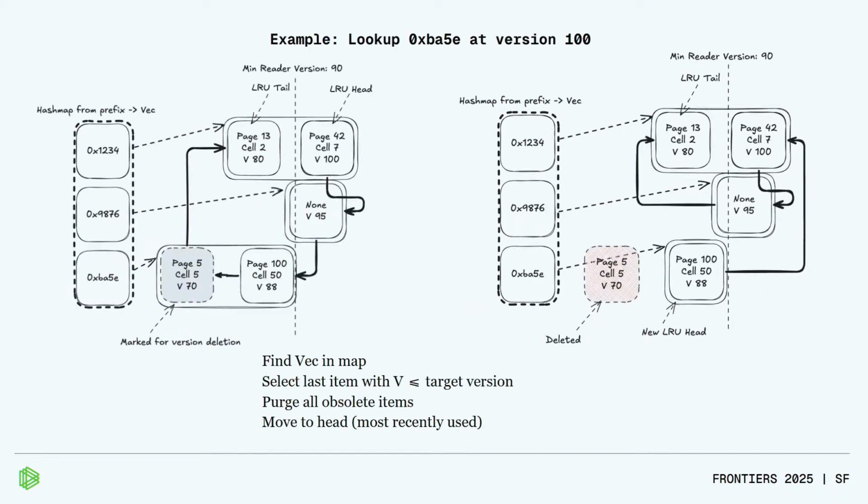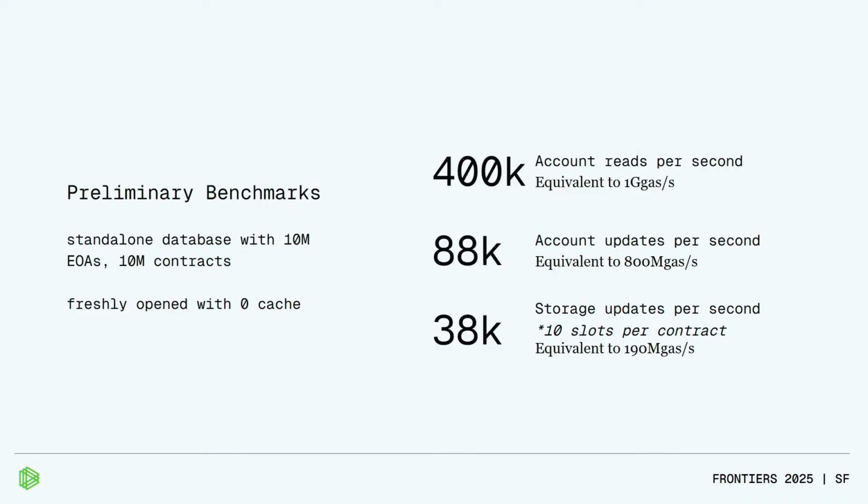And kind of explain how this behavior works for this cache. Probably go back into this later. Skip forward. So we have some preliminary benchmarks.